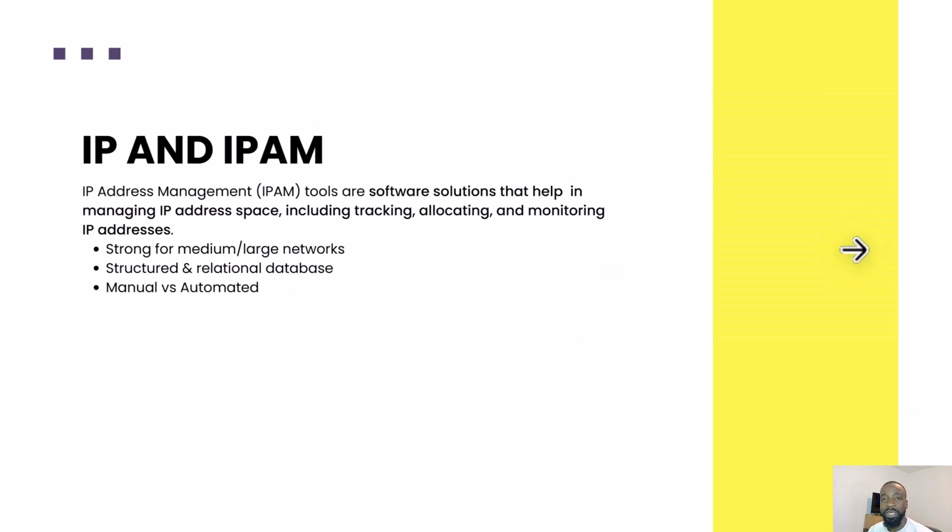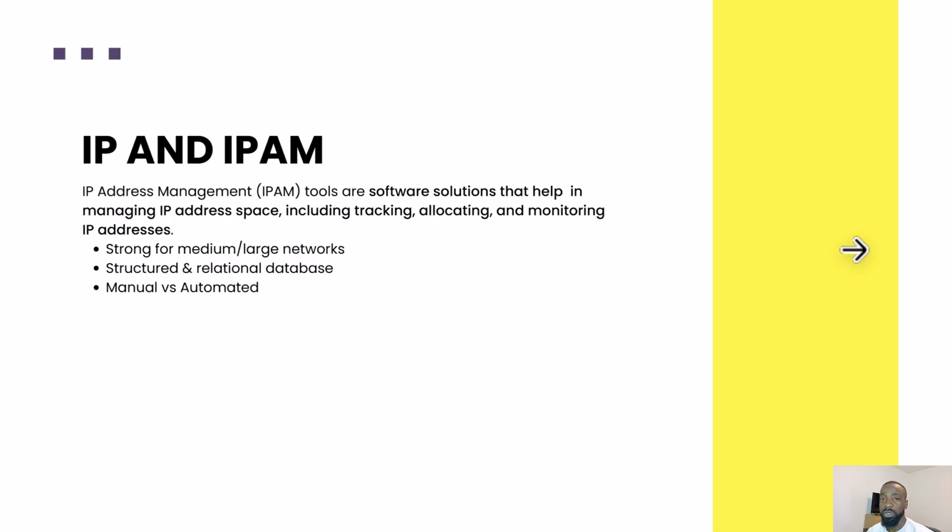IP and IP address management tools or software help us to allocate, track, and monitor IP addresses within our environment. It's so important to track and manage your IP addresses so that you know what ones you've used and what ones are available, right? So IP address management software is typically good for medium to large scale networks, right? They are structured relational databases. They use relational databases to manage IP addresses and their scopes.